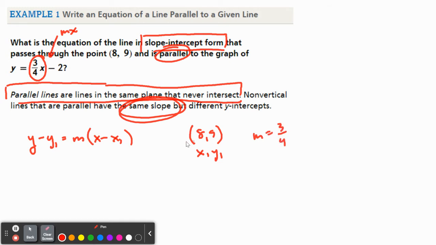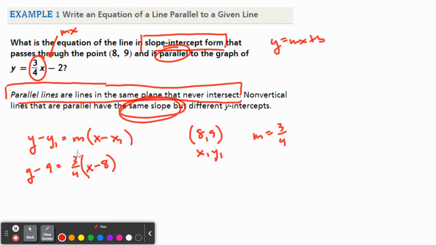Now, because our line is parallel to this line, it's going to have the same slope. So we're going to use 3/4 as our slope. So now we're just going to plug in our numbers. So y minus 9, y1 is 9, equals m is 3/4 parentheses x minus 8, and x1 is 8. Okay, so now we're going to put this into slope-intercept form, y equals mx plus b. Again, if you need a refresher, slope-intercept form, y equals mx plus b.